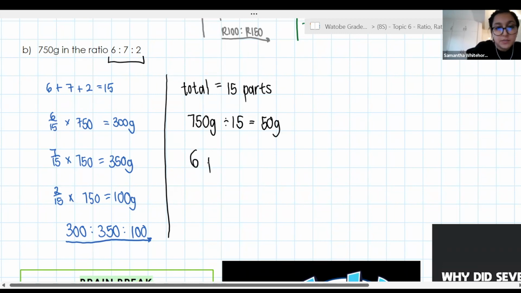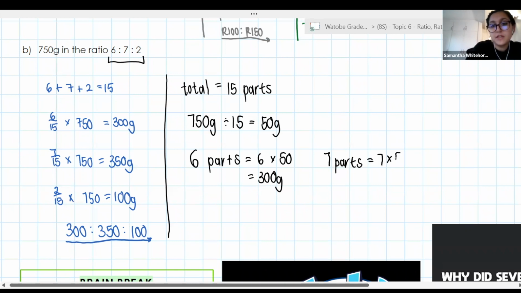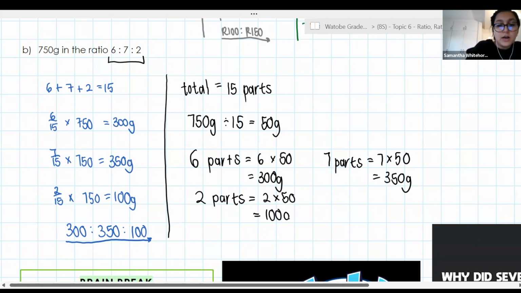So now you've got 6 parts as the first part of your ratio. And so we would say 6 times 50, which gives us the 300 grams that Ndalo said. You have 7 parts, so you would have 7 times 50, which gives us the 350 grams that Ndalo said. And then we've got the 2 parts. And so we would say 2 times 50, which gives us the 100 grams that Ndalo said. So either way that you do it, you're still getting a ratio of 300 grams to 350 grams to 100 grams.